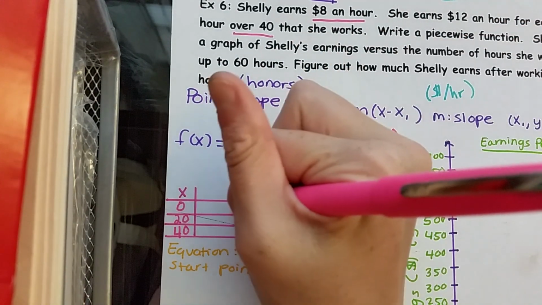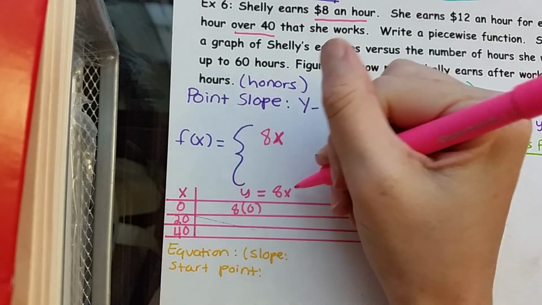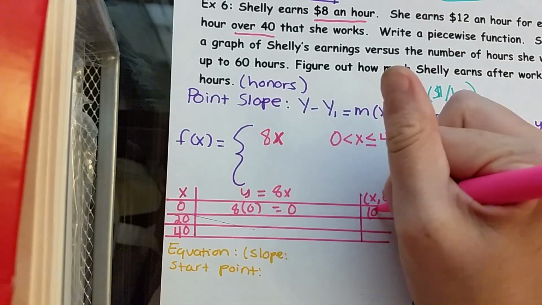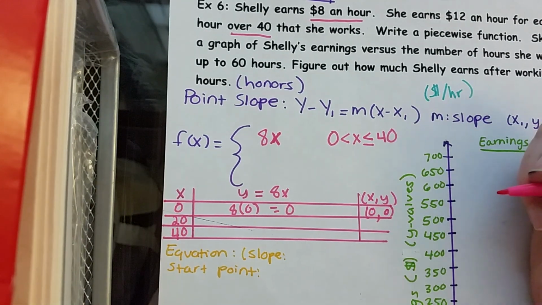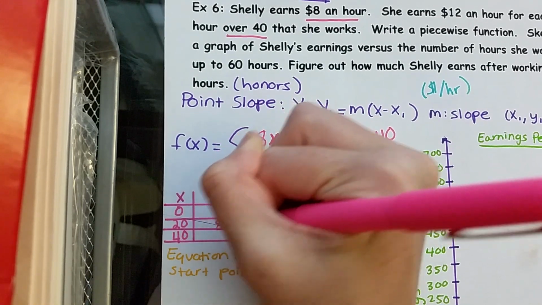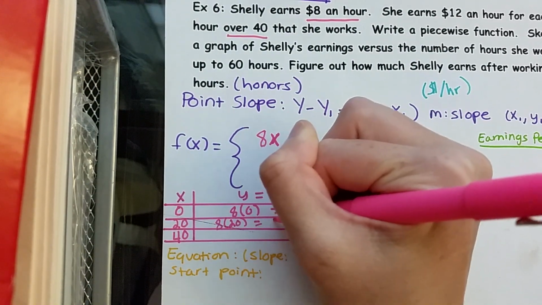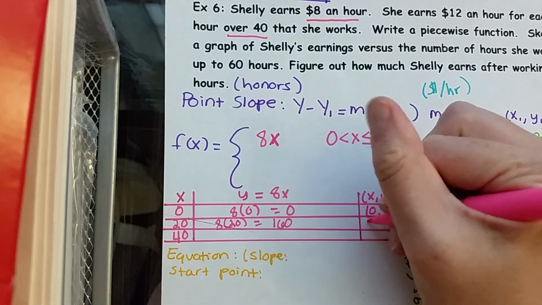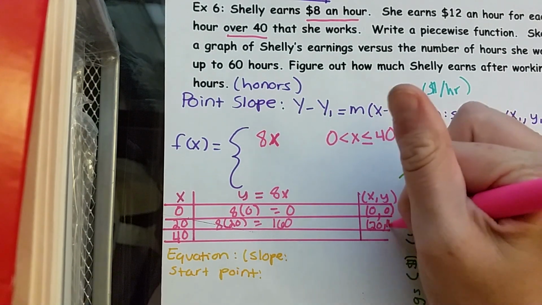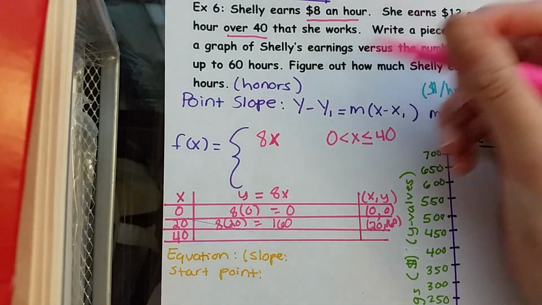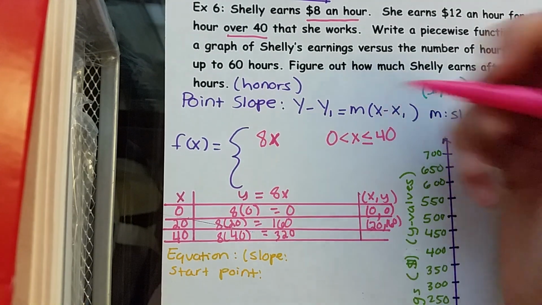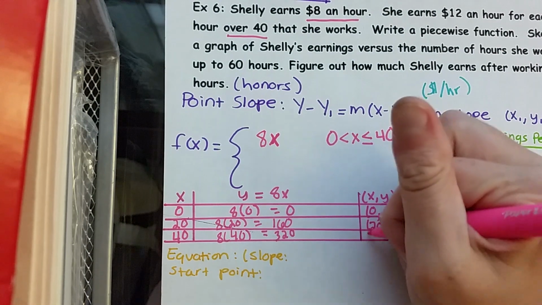Alright guys, let's start solving. So our first one will be 8 times 0. We're going to fill in 0 for our x, which gives us $0. So our point, when she works 0 hours, she makes $0, which makes sense. The next one, we're going to fill in 20. So 8 times 20 will give us $160. So after working 20 hours, she makes $160. And then our final point will be 8 times 40, which equals 320. So after working 40 hours, she makes $320.